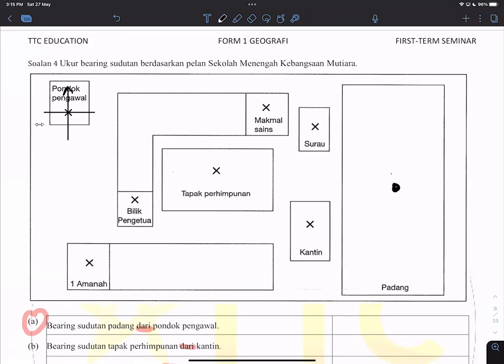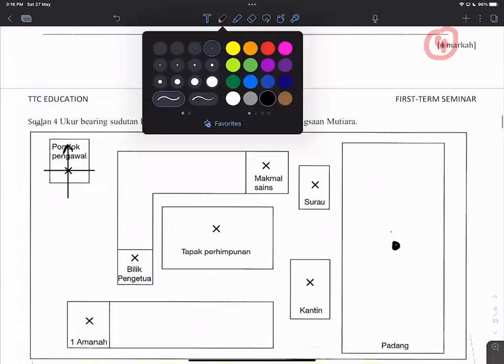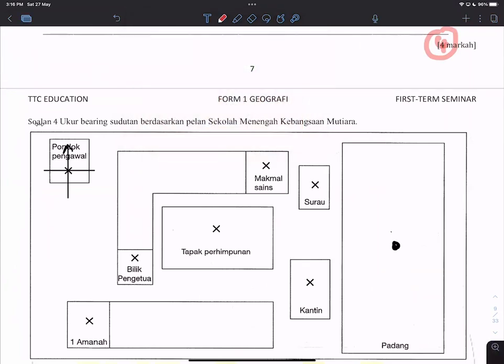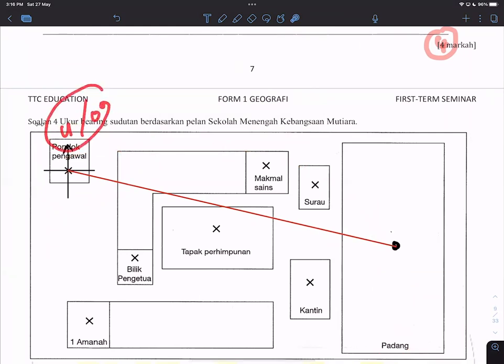Okay, so after drawing for the Pondok Pengawal, we determine from Padang. After determining from Padang, you guys try to extend the line from one titik to another titik. The arah mata angin is known as titik rujukan. So using this titik rujukan Pondok Pengawal to determine the bearing sudut for Padang. So guys, what's the answer? This is utara, definitely starting from 0 degree, right? So this is definitely more than 90 degree, but less than 180 degree.